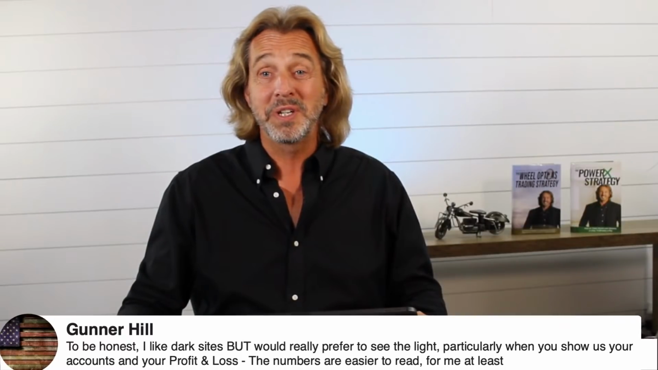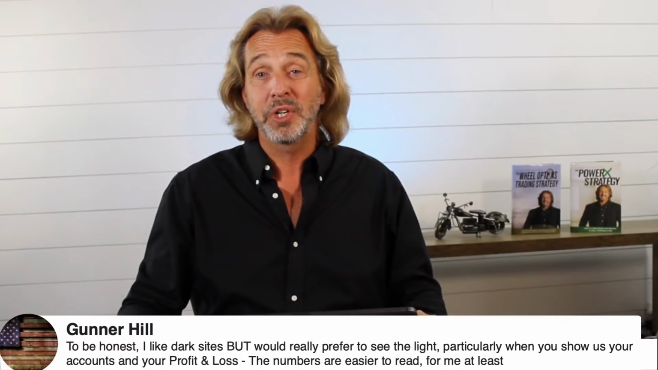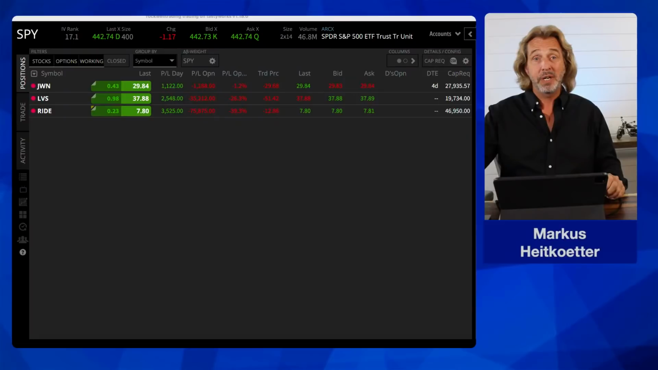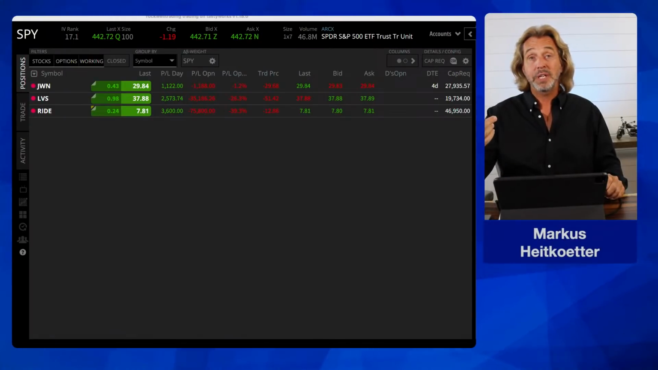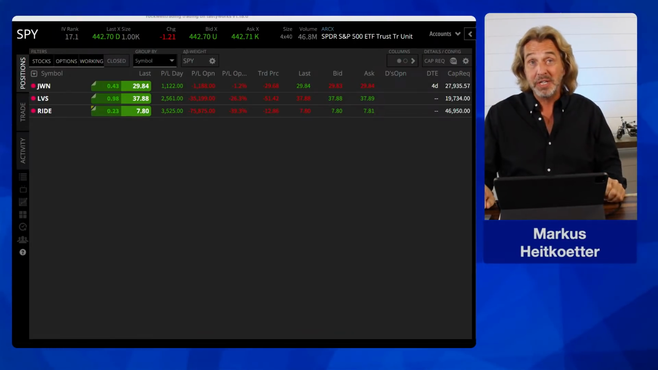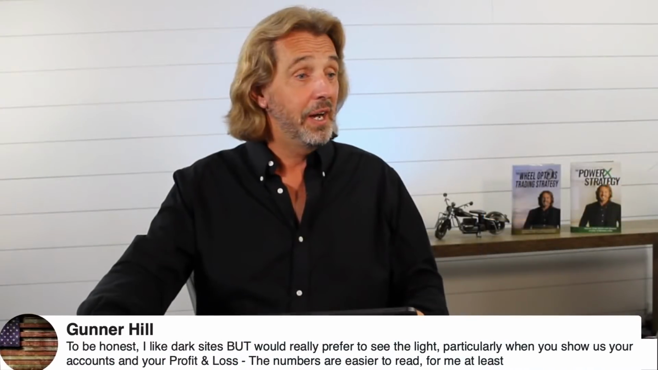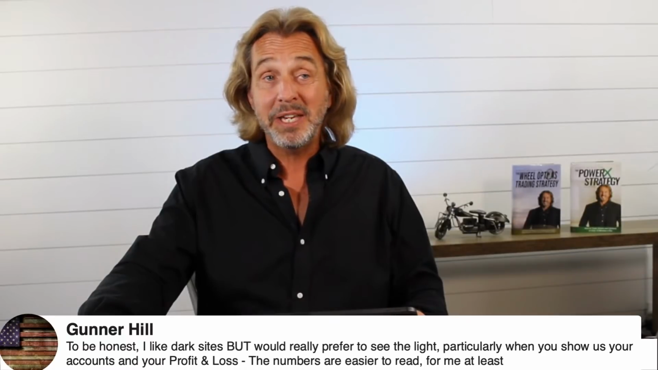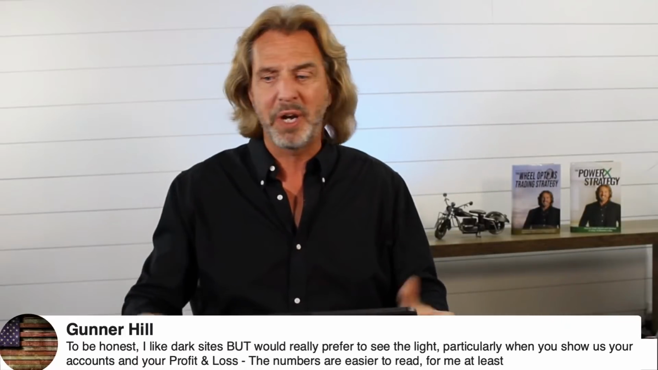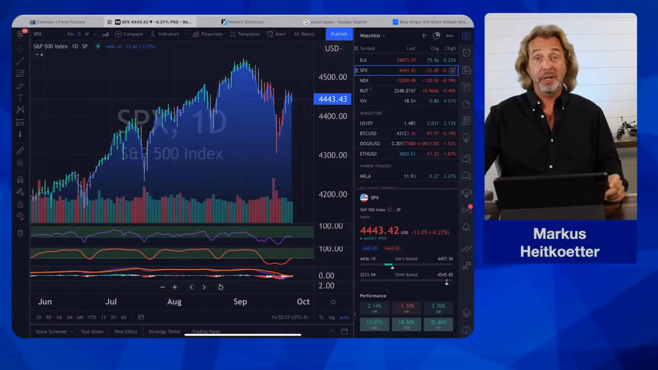Okay, so Gunnar says, I like the dark sides, but would really prefer to see the lights, especially when you show your account and the profit and loss. You see this here, this is Tastyworks. I don't think that they have a light theme. I haven't found it. So this particular one, I cannot even configure any differently. So sorry about this, Gunnar. If anybody knows how to use a light theme in Tastyworks, please let me know in the comments, and I'll be happy to change it so that you can see it better. Also, you see that on TradingView, I was able to change the font size.